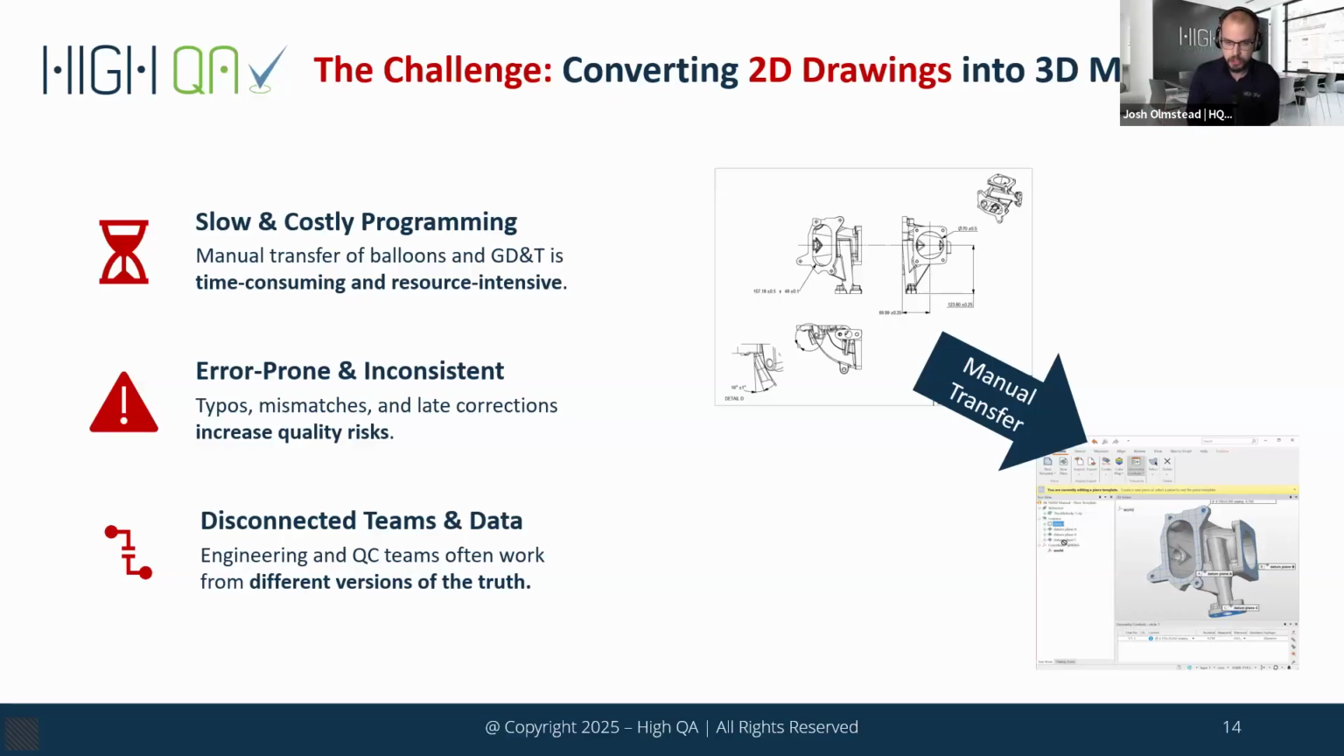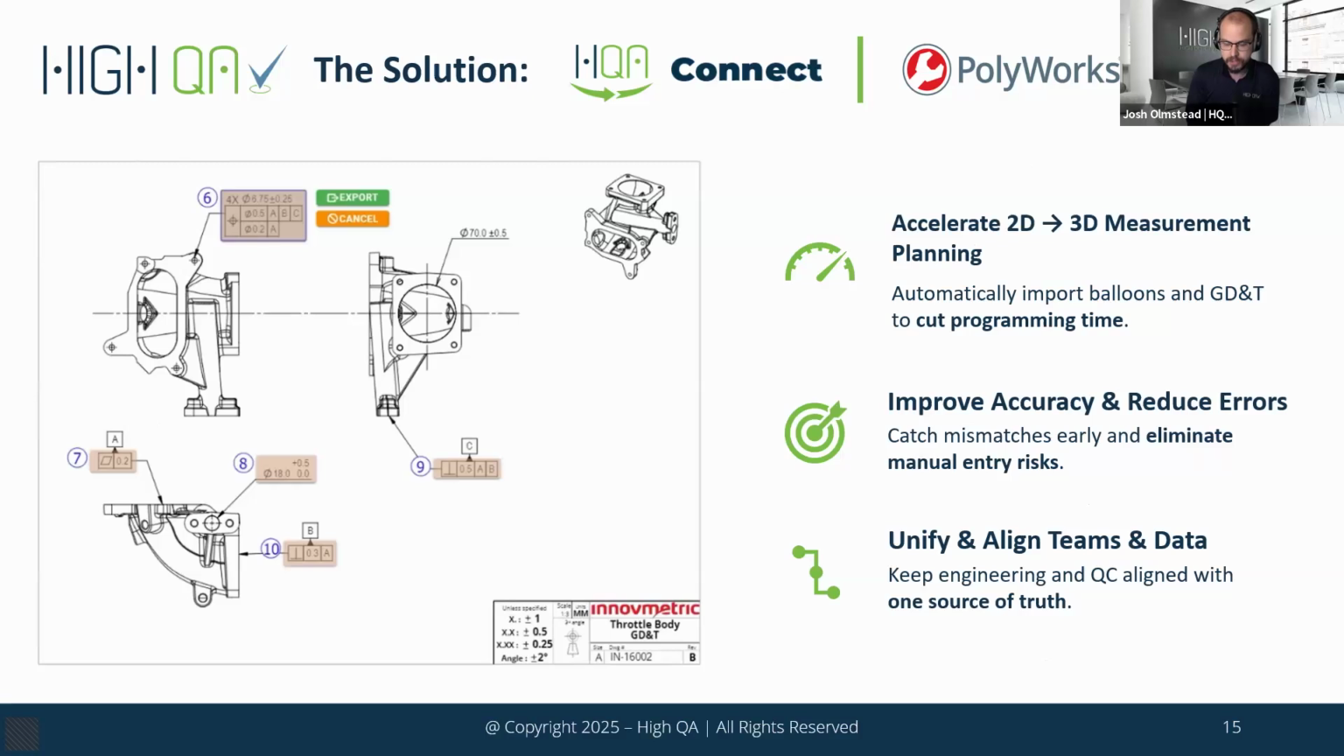So on the next slide, we show really the solution that we're bringing to this, and we'll show you how in just a second with a demonstration of the product. But the idea is that HQA Connect for PolyWorks really cuts through all of those challenges. It accelerates your 2D drawing to 3D measurement planning and dramatically cuts through programming time. We're seeing anywhere from 3 to 5 times increase in measurement planning, and that's on top of the efficiencies that our customers had already received by using a platform like PolyWorks.